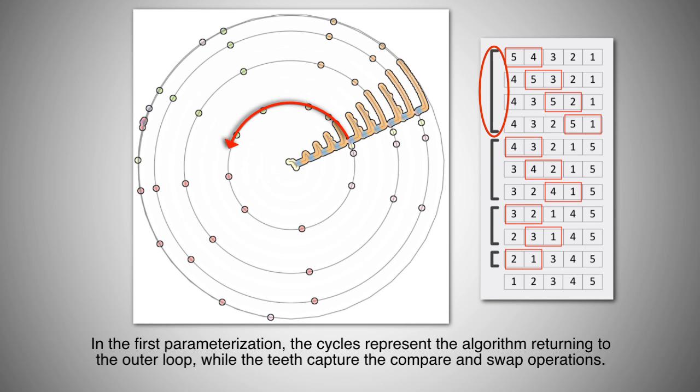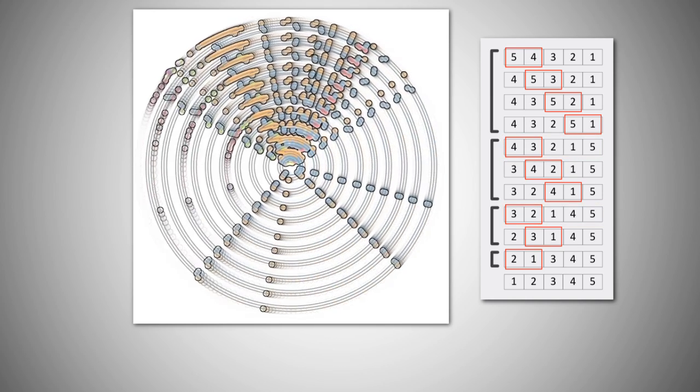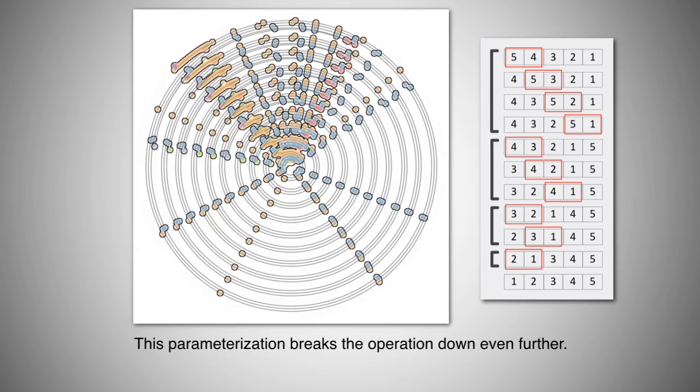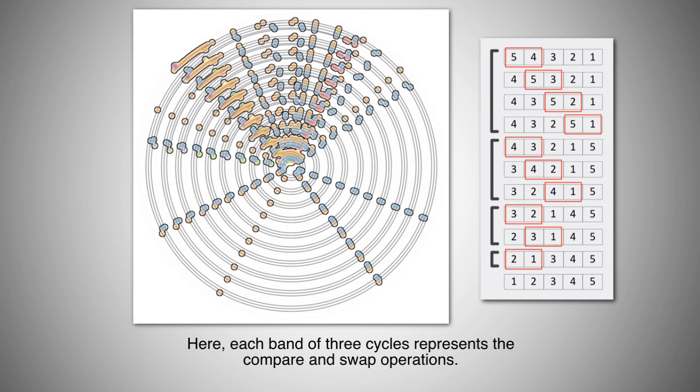In the first parameterization, the cycles represent the algorithm returning to the outer loop, while the teeth capture the compare and swap operations. This parameterization breaks the operation down even further. Here, each band of 3 cycles represents the compare and swap operations.